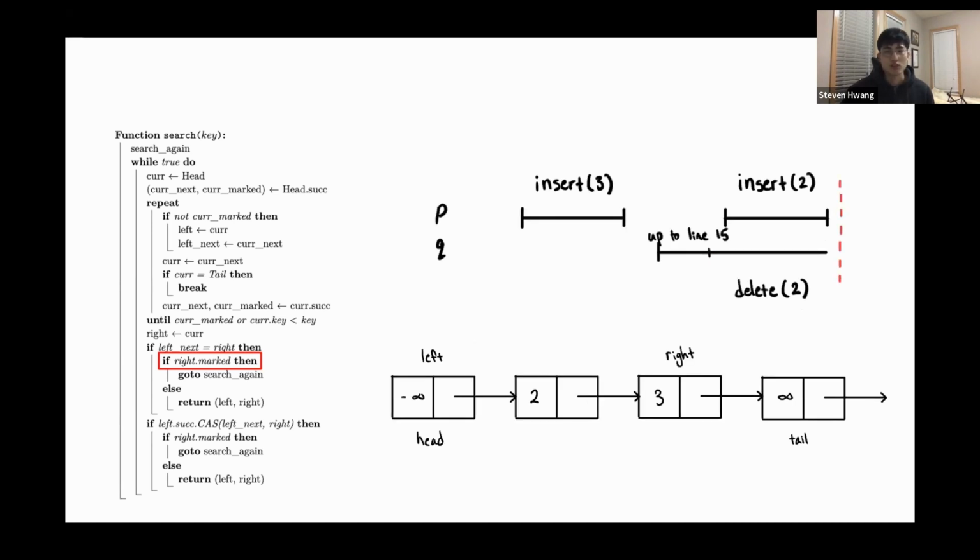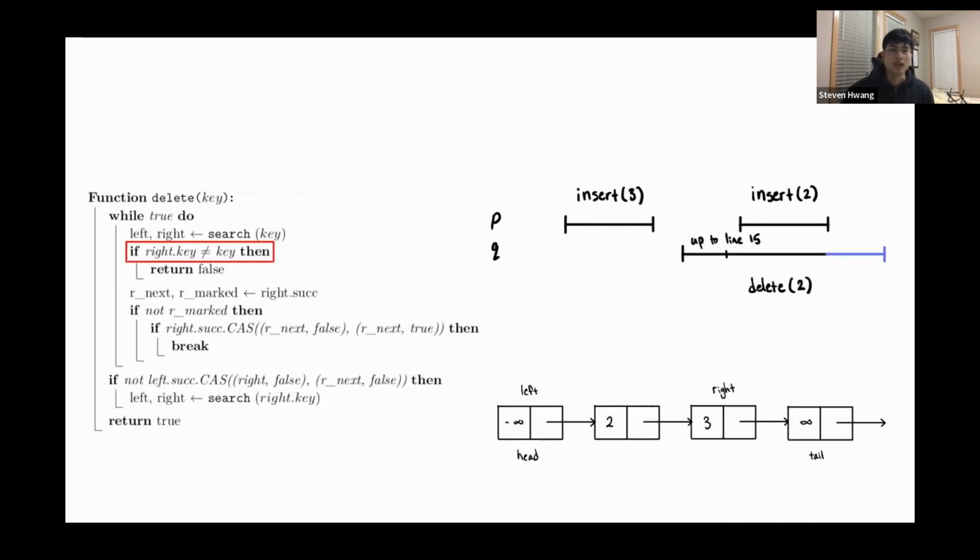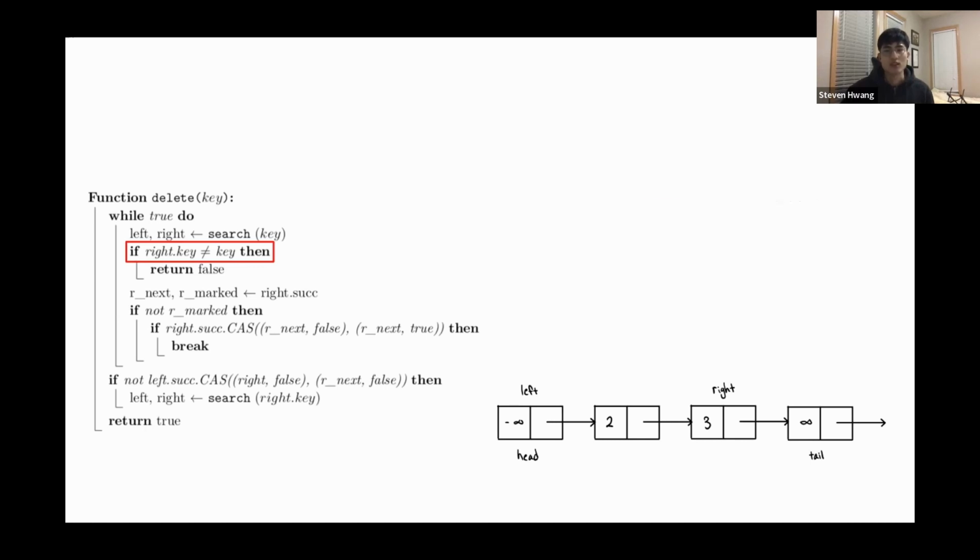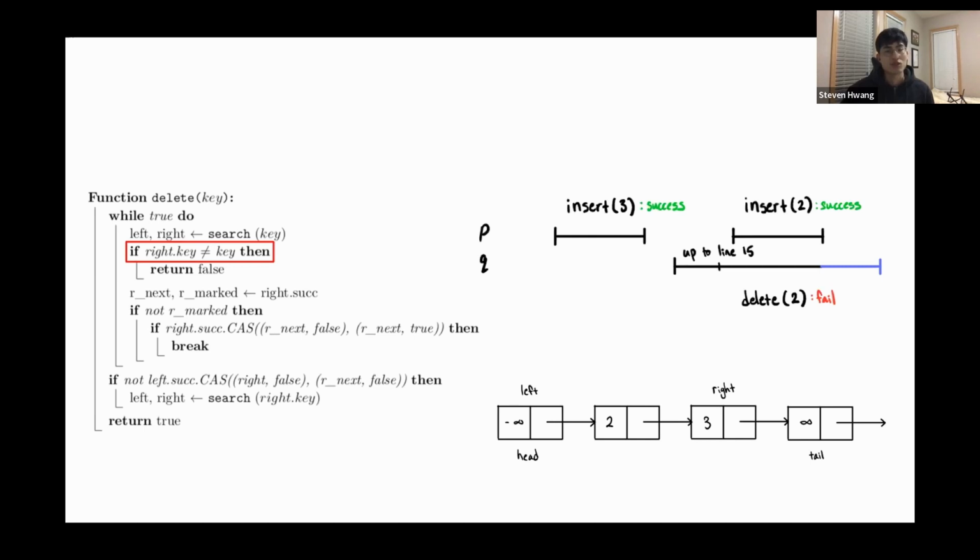If we fully trace the execution, then P also successfully inserts 2. Looking at the first extension, when Q resumes the execution, it will see that in the search, the right is unmarked, and it will return the left and right nodes. And because the returned key 3 is not equal to 2, the delete method will fail. And remember that all the inserts have succeeded.